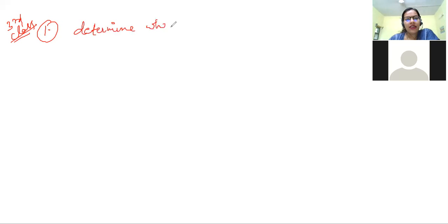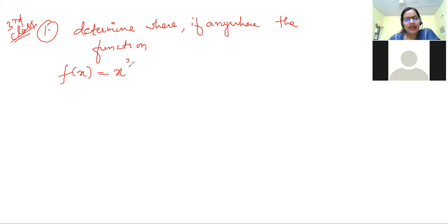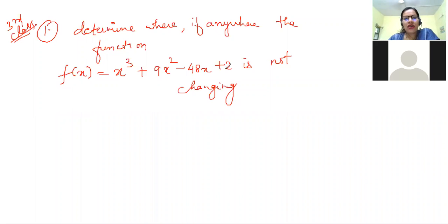Okay. So this is third class of differentiation, right? So your question is to determine where the function f of x = x³ + 9x² − 48x + 2 is not changing. Is not changing.